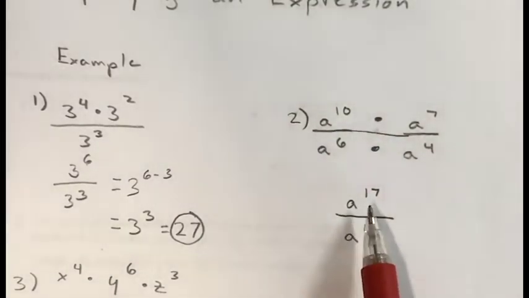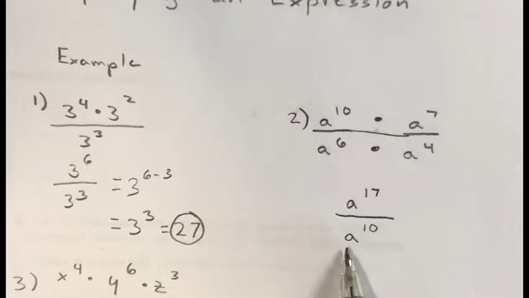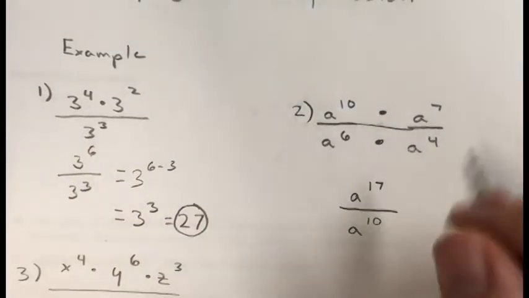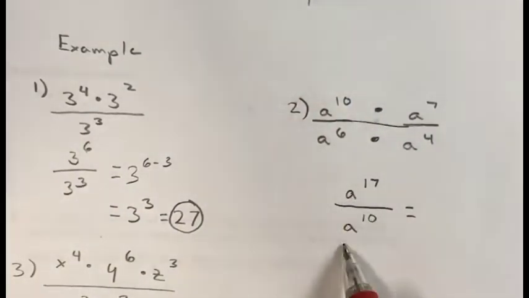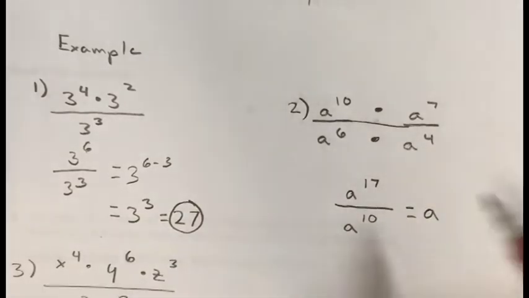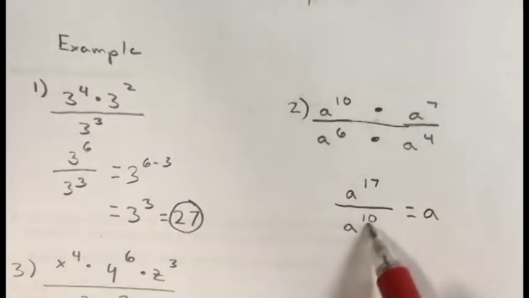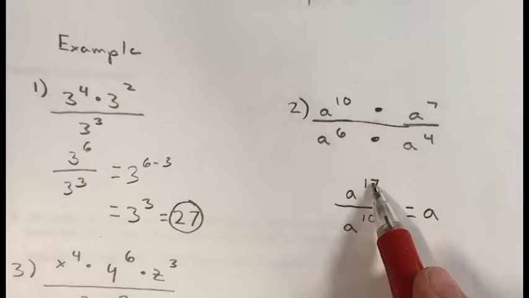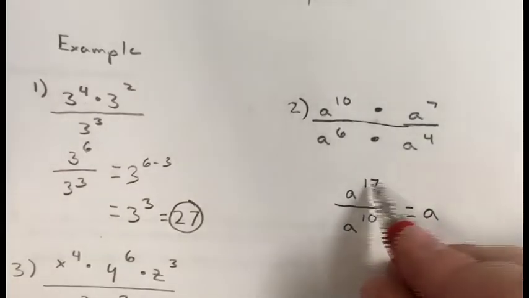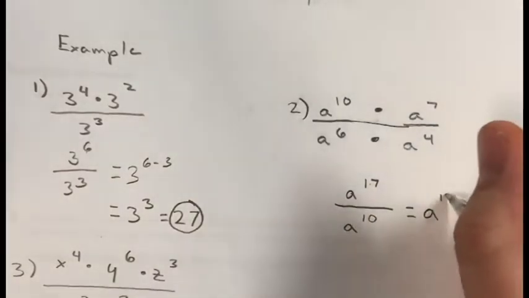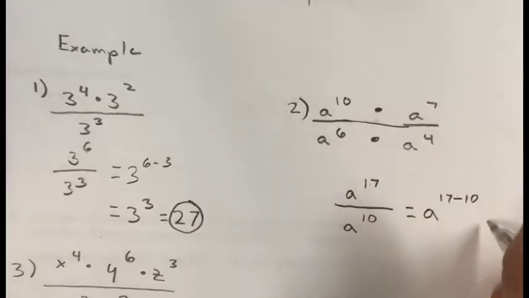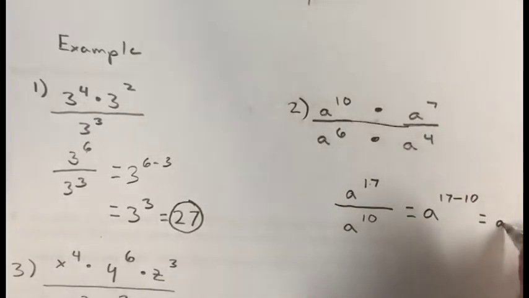Now I have a to the 17th all being divided by a to the 10th. And since I know that these both have a common base of a, I'm going to write that down. And since I know that there's division here, I'm going to subtract these exponents. And what's 17 minus 10? Well, 17 minus 10 is equal to 7, so a to the 7th power. Okay?